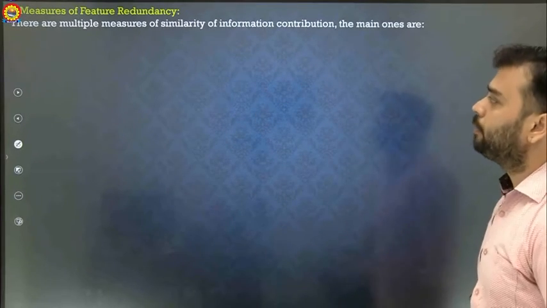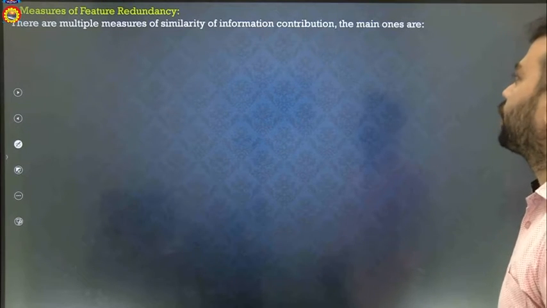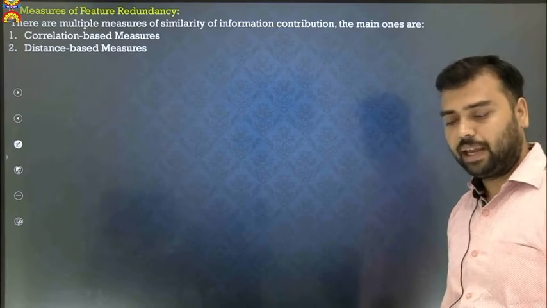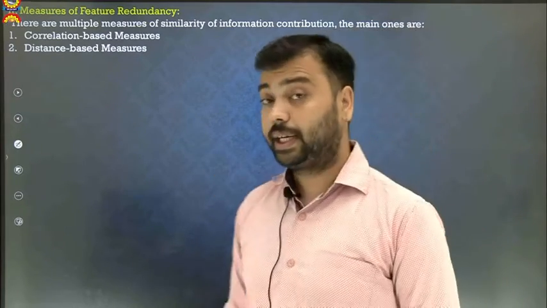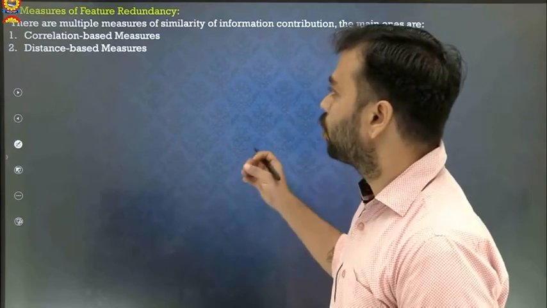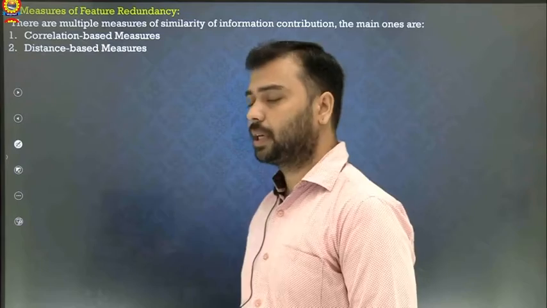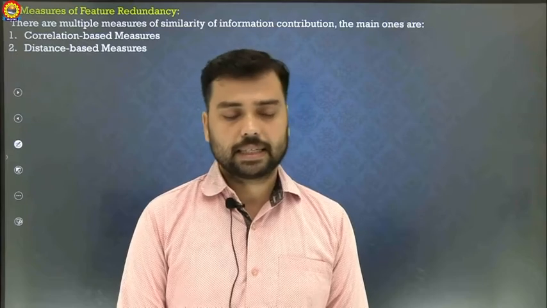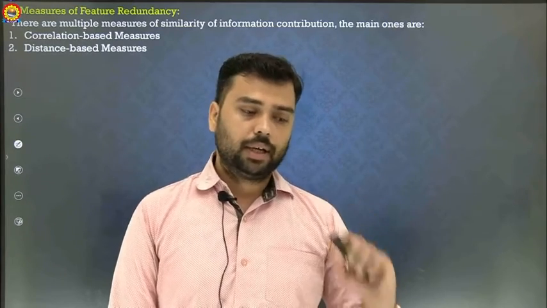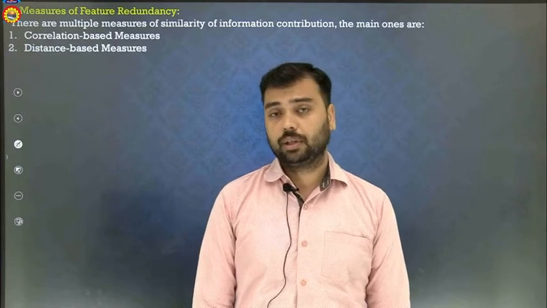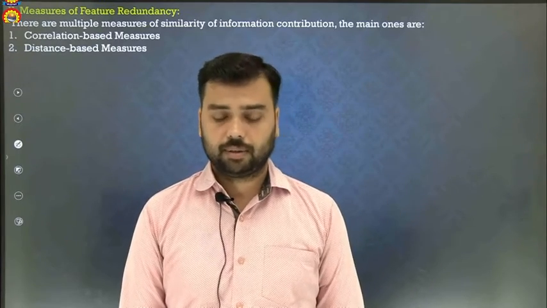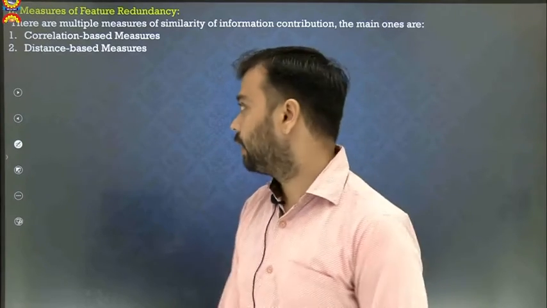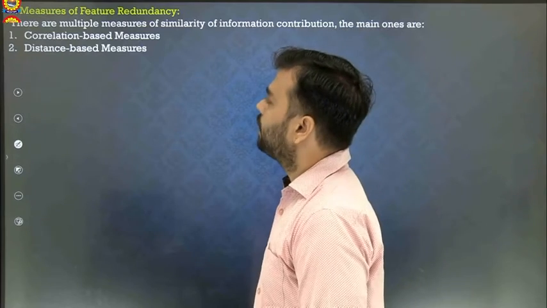So there are multiple measures of similarity or information contribution. There are lots of ways by which we can calculate the feature redundancy. But the main ones are the correlation based measure and the distance based measure. I hope you understood correlation. Relevant and correlated variables I already discussed a little bit in singular value decomposition in the feature extraction method. Correlated, relevant, irrelevant, we also discussed in that case. So correlation based measure and distance based measure.